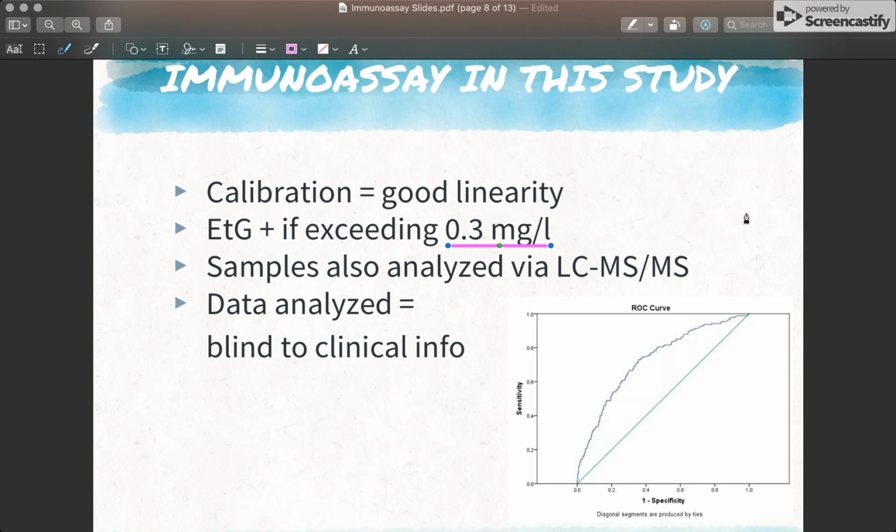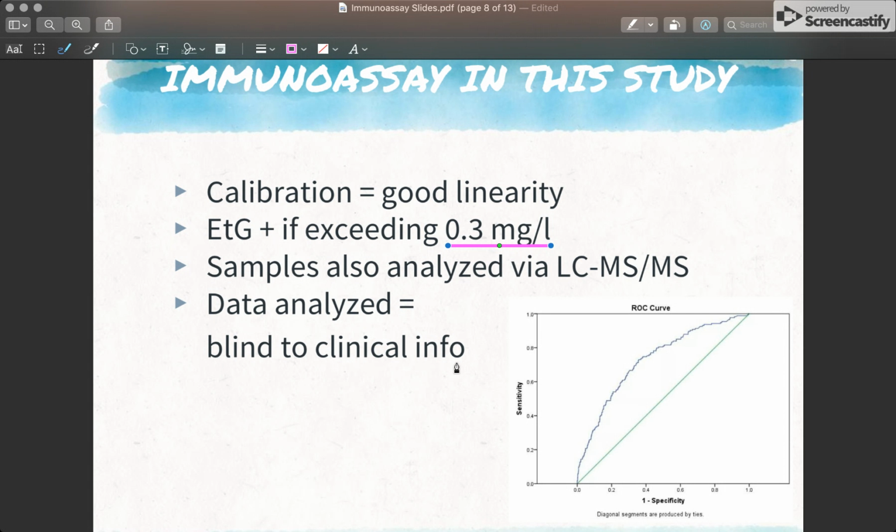So that's a pretty low-seeming amount, but it speaks to how good this test is at recognizing ETG in their eyes. They also analyzed the samples via liquid chromatography mass spec, and that was to get the blood alcohol content. They used that to compare the two and see which one's better and whether the results agree with each other.